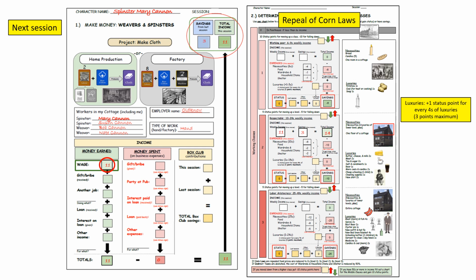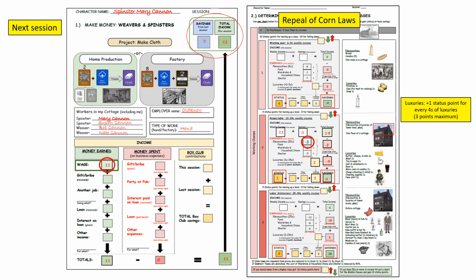She has a savings of 3 shillings from the previous session, so if this is the next session, she has an income of 14 shillings. She's only paying 7 shillings in necessities, and now she has a savings of 7 shillings. She can spend 4 shillings on luxuries. She can earn a status point.